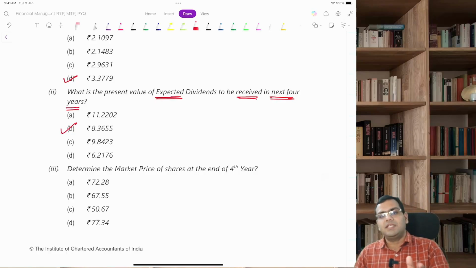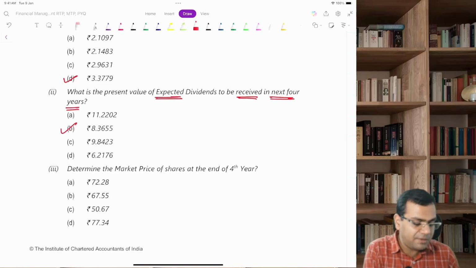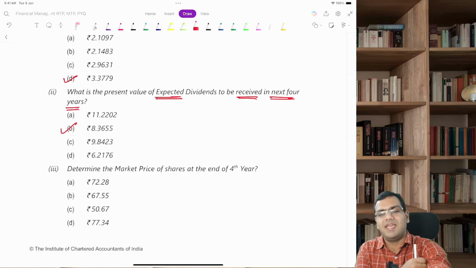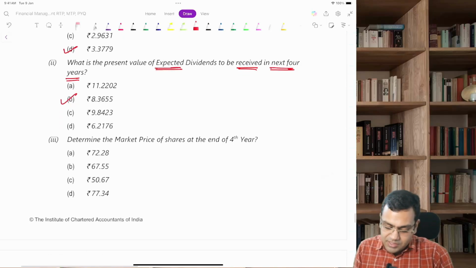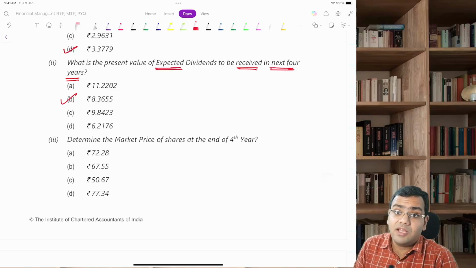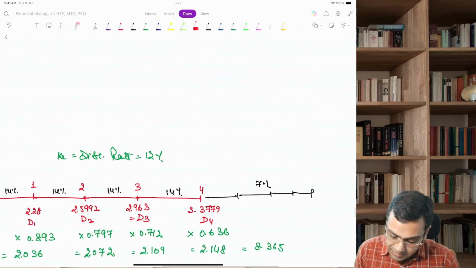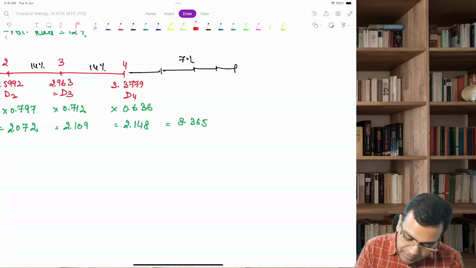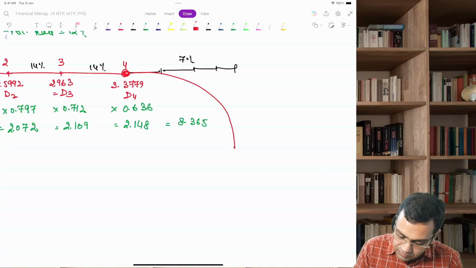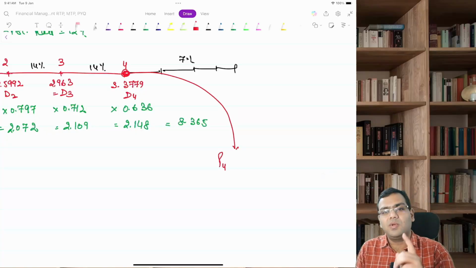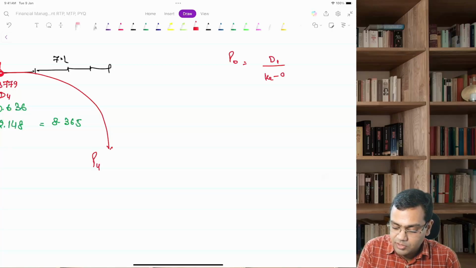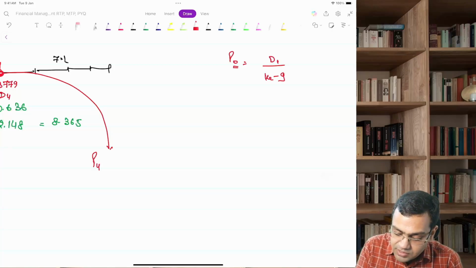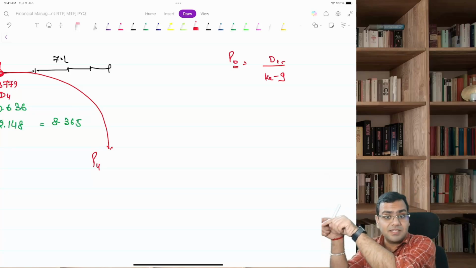So they were asking for the present value of the future dividends, the discounting rate being what? The discounting rate will be your KE, that is the cost of equity, that is 12%, which is given in the question itself. Now he says determine the market price of the share at the end of the year 4. That means you need to calculate P4. How can you calculate P4 now? How do we calculate P0? P0 we calculate as D1 divided by KE minus growth rate. So for a 0 value, what is the dividend that we take? Dividend of the next year, that is at the end of the year.